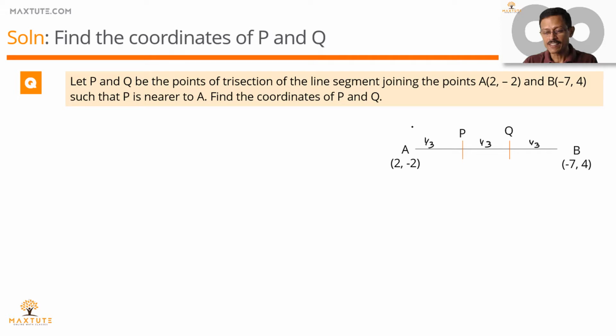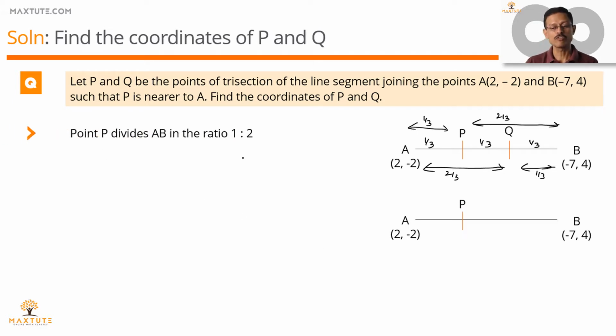P is going to divide AB as 1/3. AP is 1/3 and PB is equal to 2/3, or it's going to divide it in the ratio of 1:2. Let's focus now only on Q. Q is going to divide AB in such a way that AQ is equal to 2/3 the length of AB and QB is equal to 1/3 the length of AB. So what does P do? P divides AB in the ratio of 1:2. Let's right now focus on this diagram to get the coordinates of point P. P divides it in the ratio of 1:2.